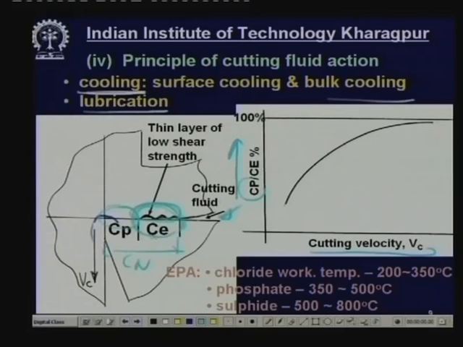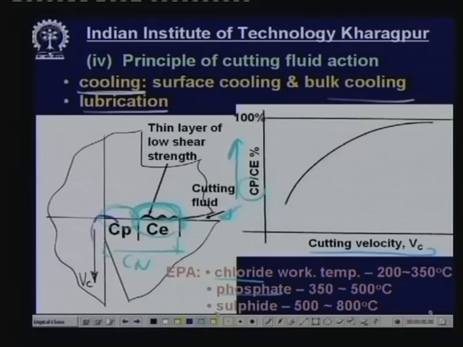Therefore, within the elastic region, the friction decreases drastically because of this formation of a low shear strength film by physical reaction between the chlorides of the fluids and the work material. Sometimes these chlorides or phosphates or sulphide kind of additives are deliberately added in large quantity to enable reduction of this friction under heavy cut. These are called extreme pressure additives, which can be chloride, phosphate, or sulphide.